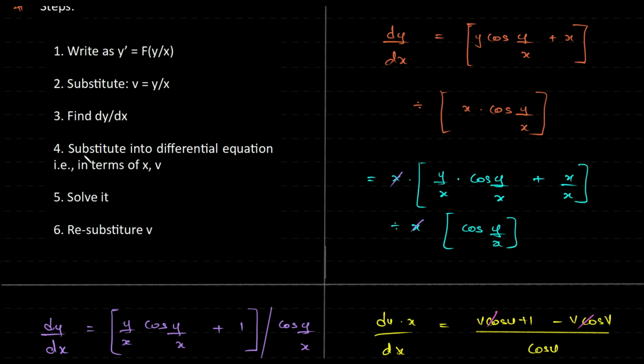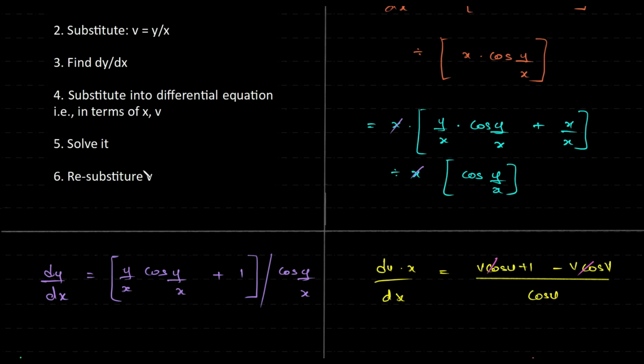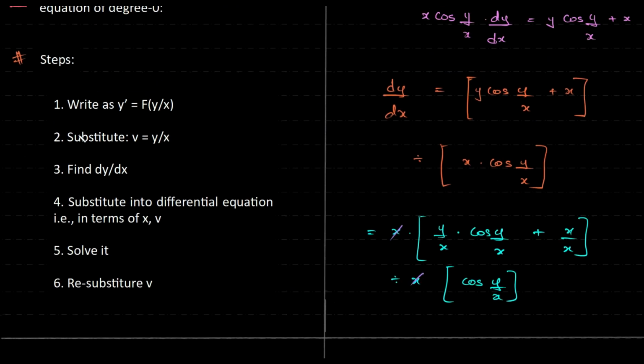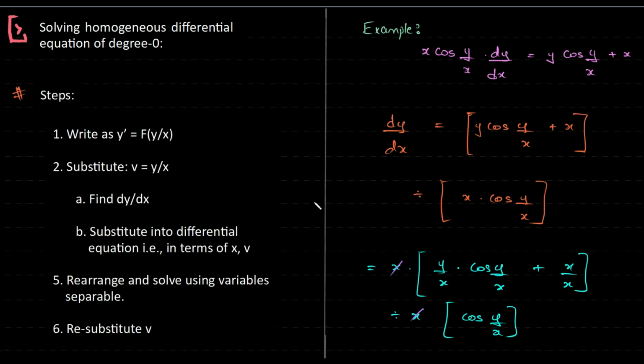So find dy by dx, substitute into the differential equation in terms of x and v. That's what we did. This need not be a step per se, to be honest. Let me take a second, let me rearrange this. I'm not renumbering it actually. Okay, so this makes a lot more sense.